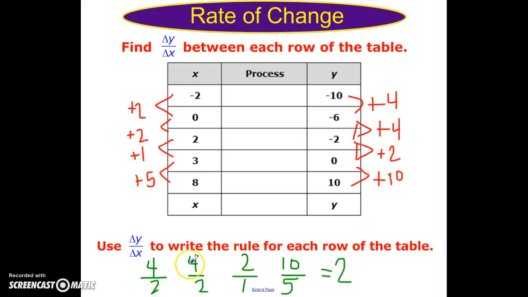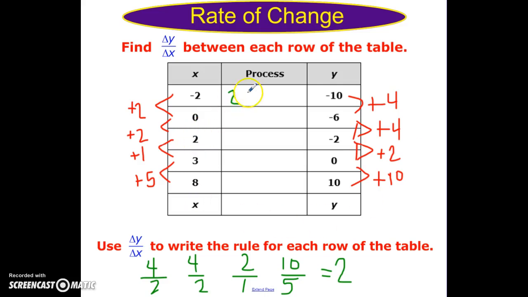Because all of these ratios are the same, that indicates to us that it is a linear function. If they had not been the same, it would not be a linear function. So now we have to use this rate of change. This number is the first number in our process.